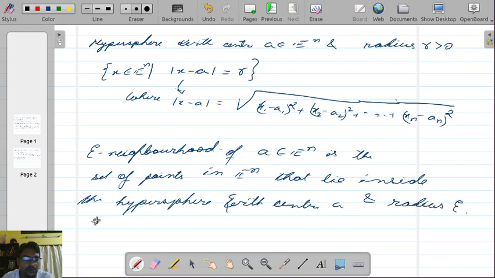So mathematically how do you denote it? We denote it this way: the set of all those x in E to the power n such that mod of x minus a is strictly less than epsilon. That is called the epsilon neighborhood of a point a.